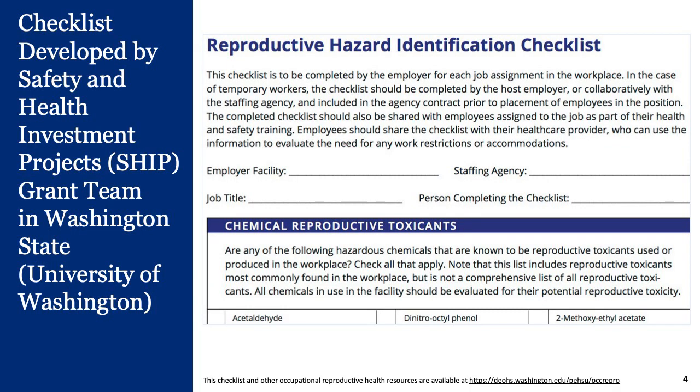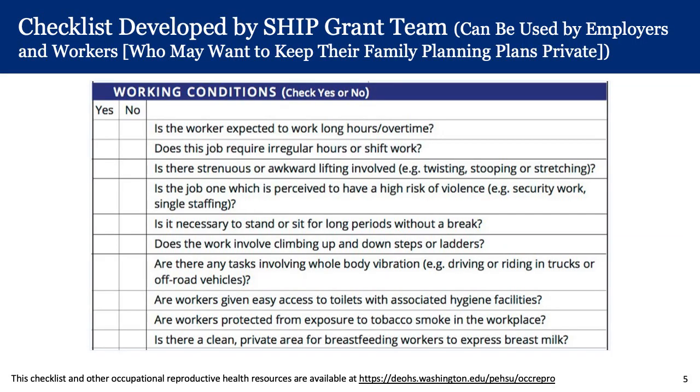So the first strategy that I mentioned was the use of a checklist to identify physical and biological agents as well as hazardous activities. Here is an example of a checklist for identifying reproductive hazards at the workplace. This checklist was developed by the Safety and Health Investment Projects, or SHIP, grant team by the University of Washington. This checklist may also be used by employers and workers who may want to keep their family planning plans private, and includes a checklist on different workplace conditions such as the ones depicted here.